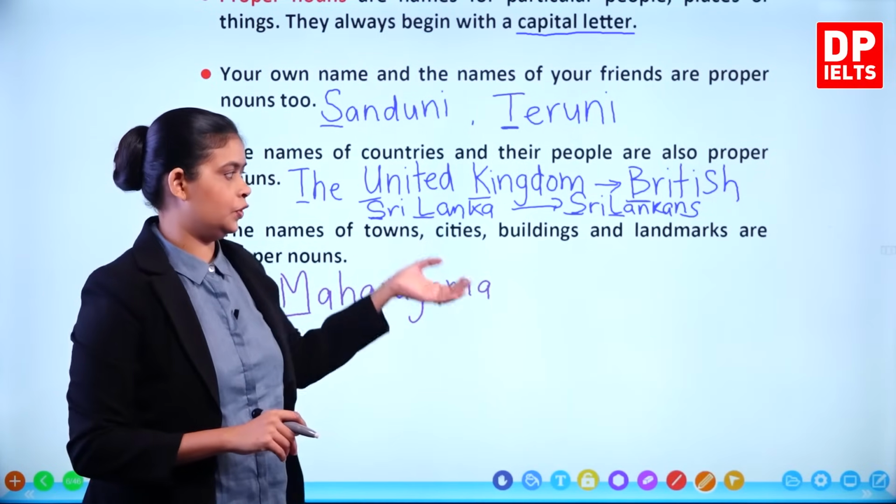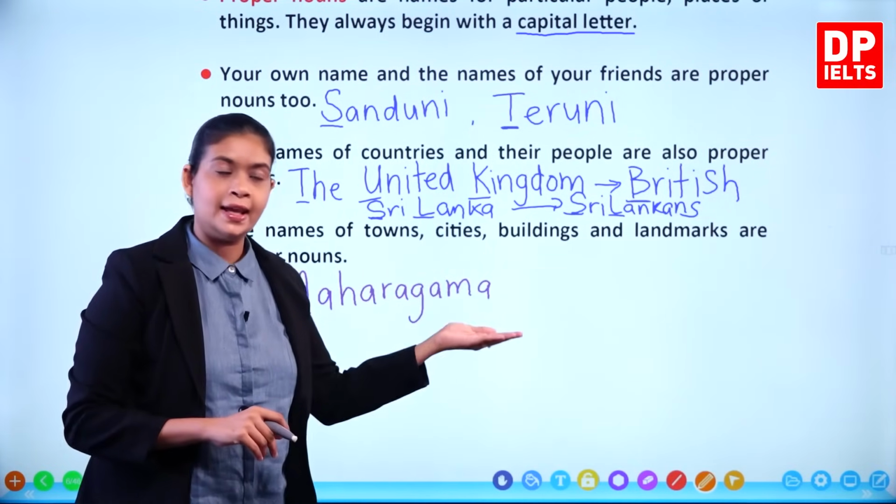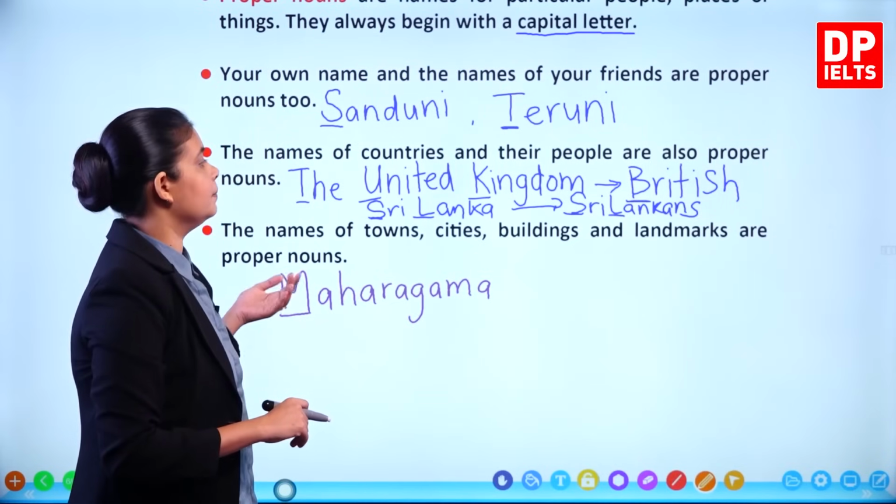So on and so forth, you could use it for buildings, landmarks, to talk about places.